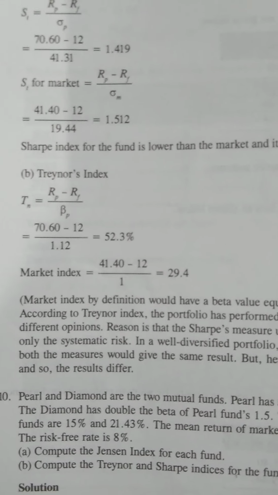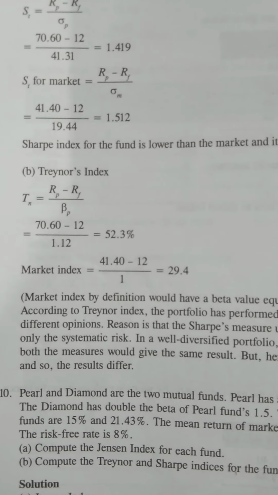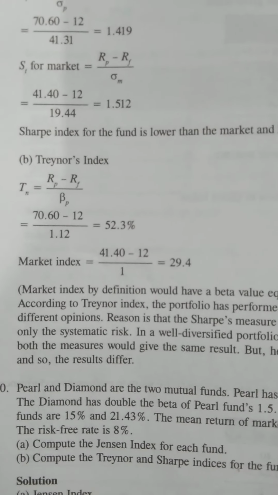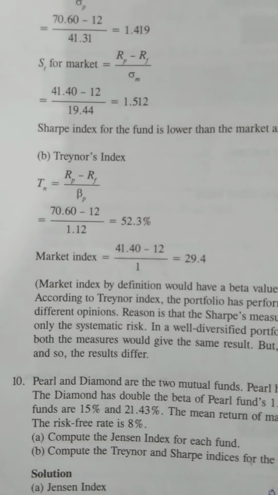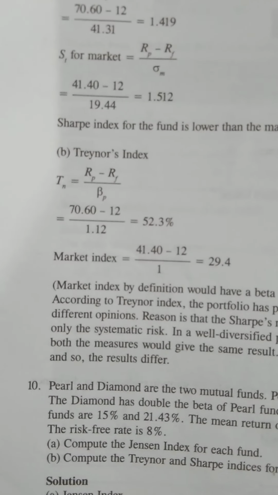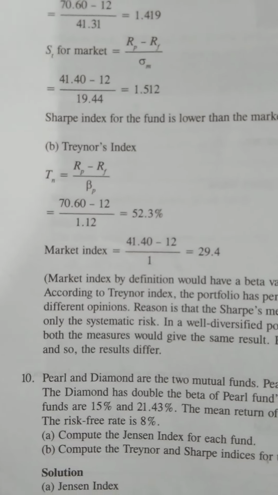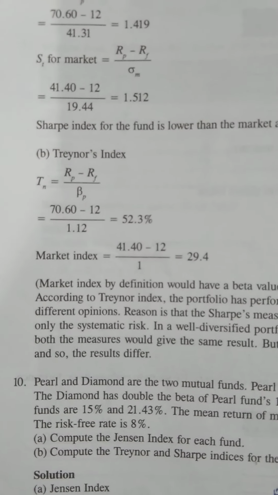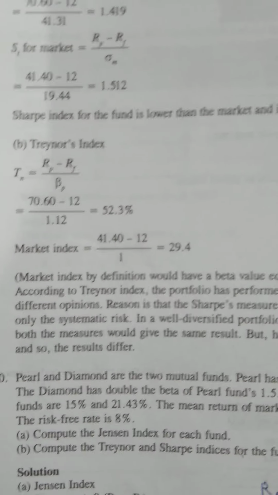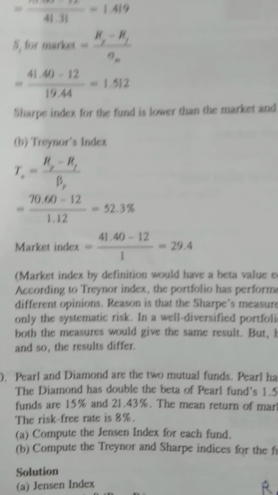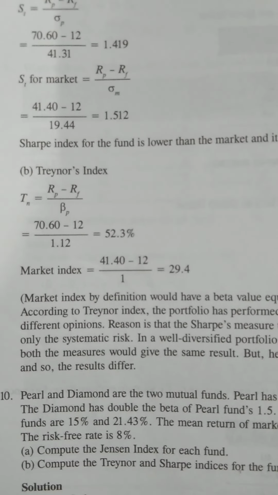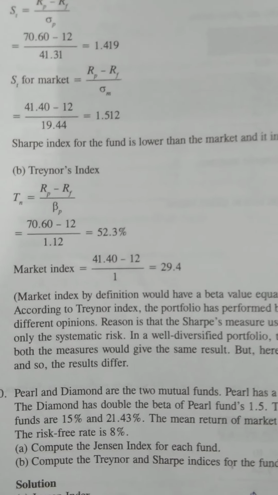That's why the fund has to perform better to attract more customers. In the case of the Treynor index also, we have calculated the Treynor index for the fund and the Treynor index for the market. Likewise Sharpe, everything is again given. Return from the fund is given, 70.60 minus 12, and instead of sigma it will be beta, 1.12.